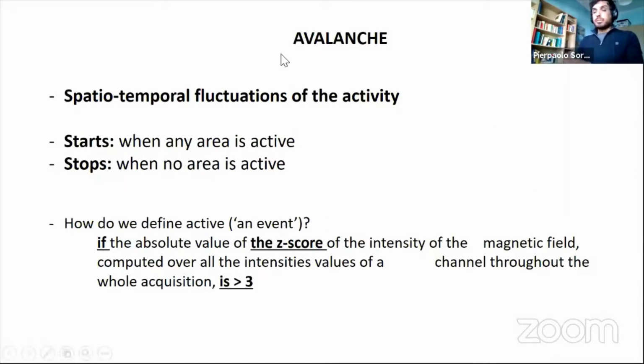Again, for the purpose of this talk, we can simply think of avalanches as a spatiotemporal fluctuation. So naively, we say that we have our source reconstructed time series, we z-score them, and then we threshold them, right? At each time point, we consider as active a region which has a z-score above the threshold, say 3, and we consider inactive a region which is below threshold.